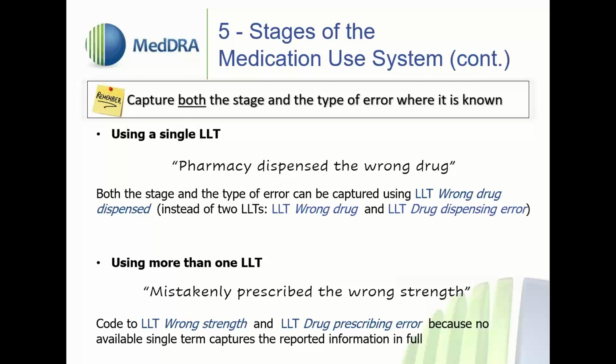Sometimes, though, you may not find a suitable combination term. So if it is reported that a doctor mistakenly prescribed the wrong strength, you would have to split it. By split, I mean query to split, like I mentioned, or in drug safety, you may have the ability to split it by adding information in parentheses to the term and then being able to code the term to two LLTs, to capture the reported information in full by assigning the LLT wrong strength and the LLT drug prescribing error to the individual terms.